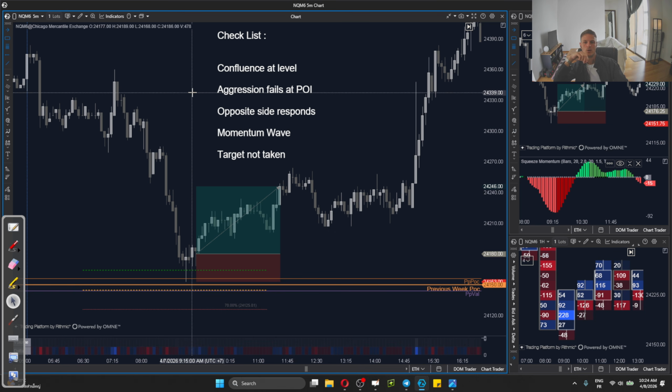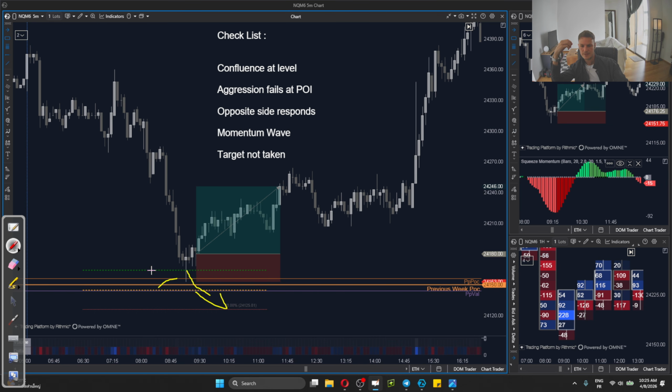We need more confirmation. We need aggression failing at POI, aggression failing at point of interest. In this case, I want to see some strong sellers here. I want to see some aggressive sellers, some market sellers failing to drive price to the downside. They're failing to do so even though you have a lot of sellers in this area, right?